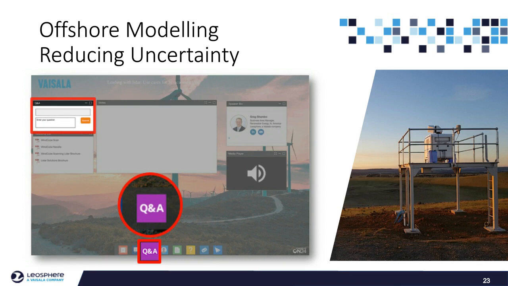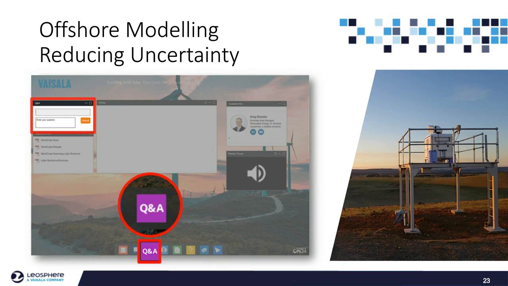So the first question here is, can I use a scanning LiDAR to reduce spatial uncertainty onshore, because the example was for offshore, and if so, how would you go about designing a good measurement campaign?